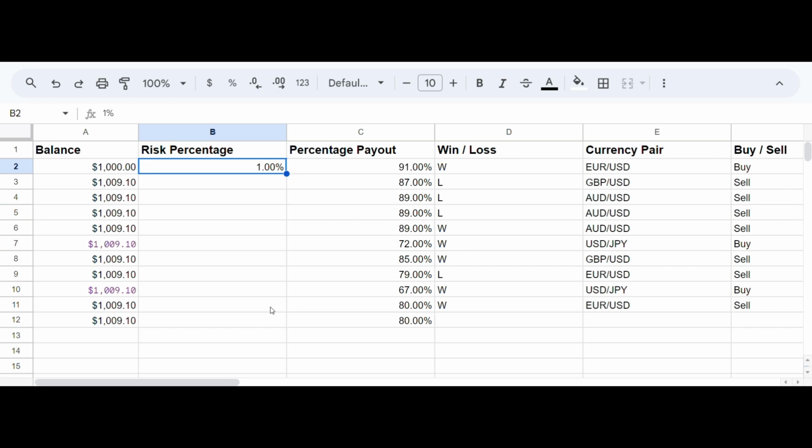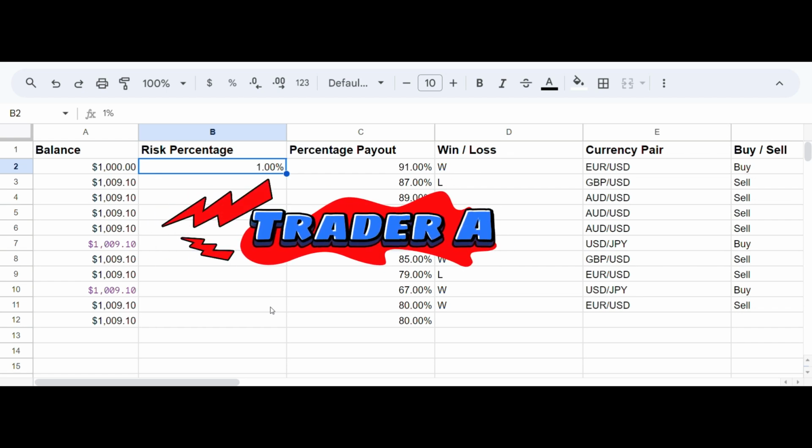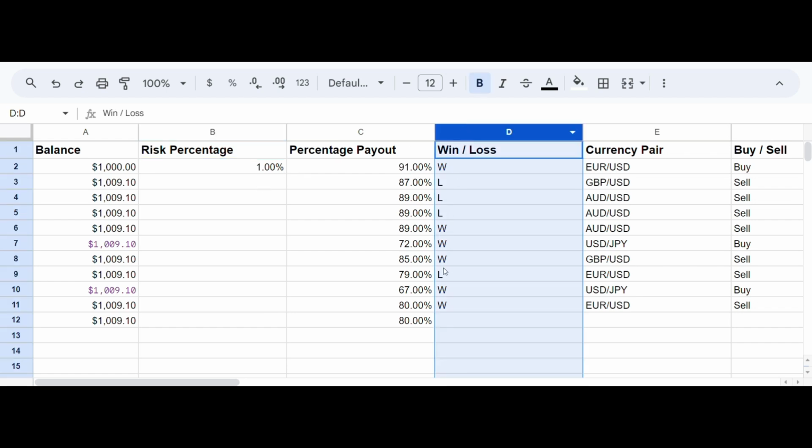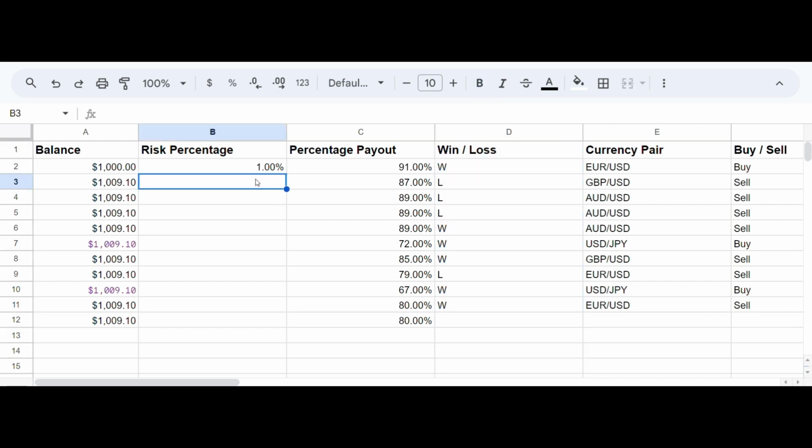Now, scenario A, trader A. They just basically risk 1% every trade. We'll use this column as an example for our wins and our losses. The first trade they won. The second trade they actually lost, so negative 1%.